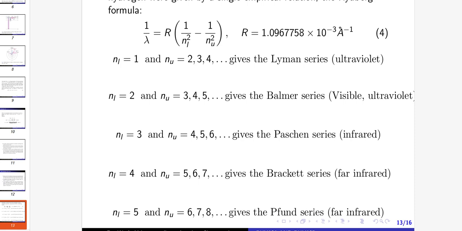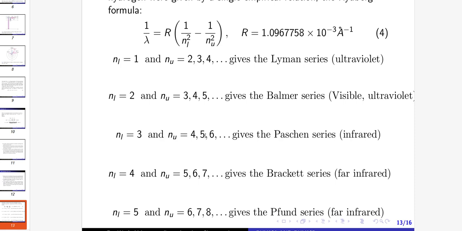Now, if a question asks you to calculate the energy or the wavelength that is emitted for the first line of the Lyman series, n_u equals 2. First line for the Paschen series, n_u equals what? 4. If the question says second line of the Paschen series, then n_u will be 5.